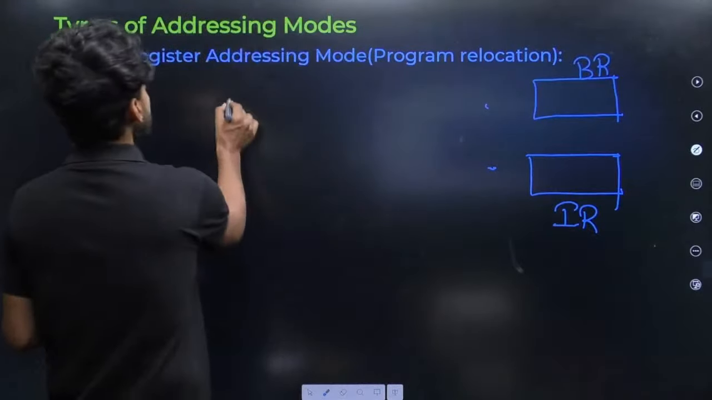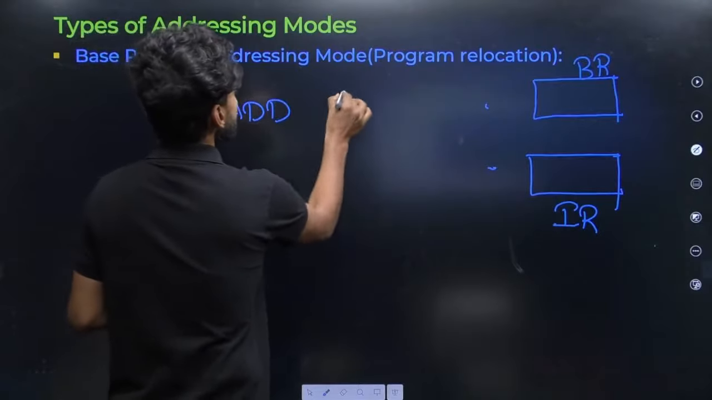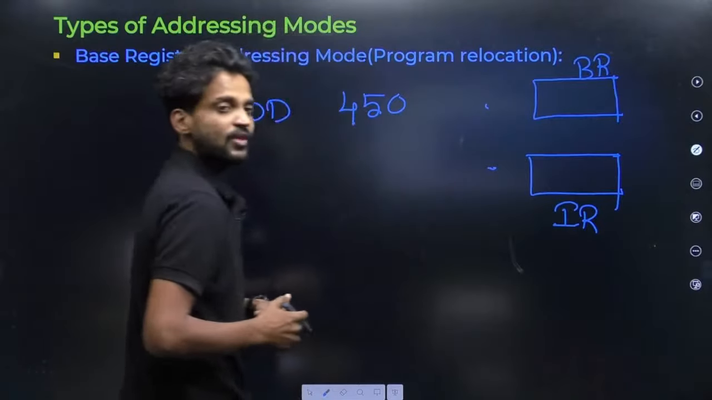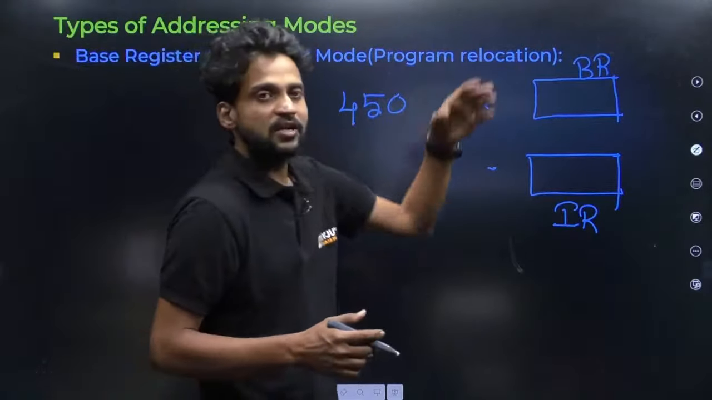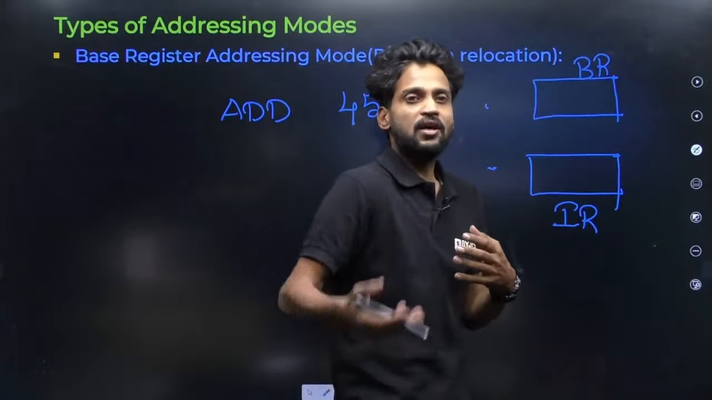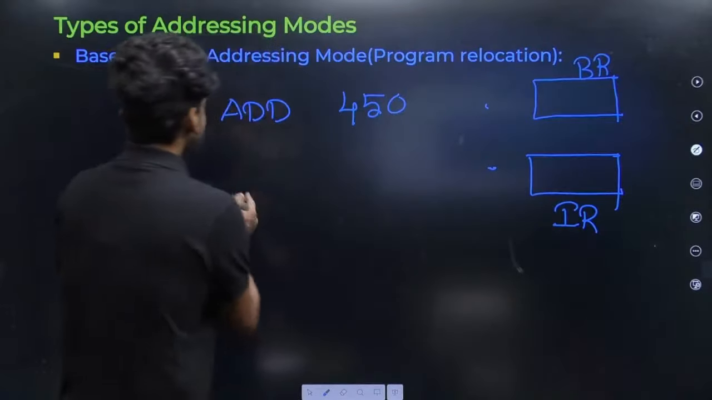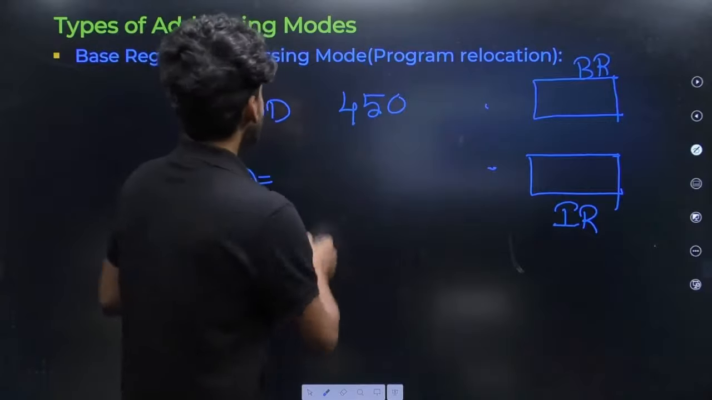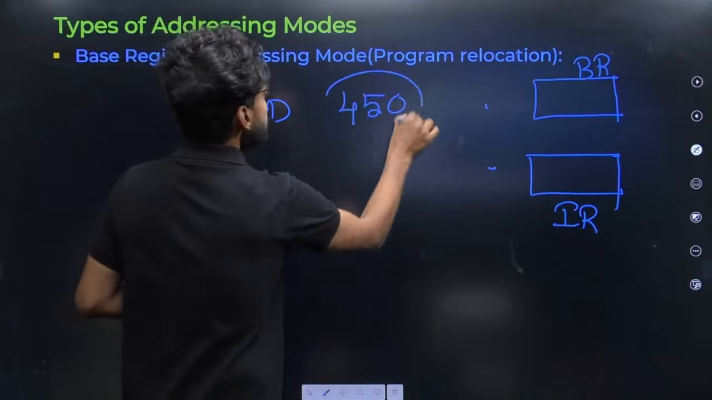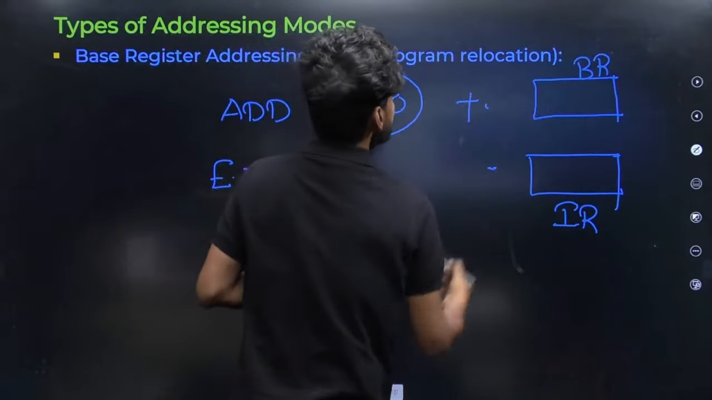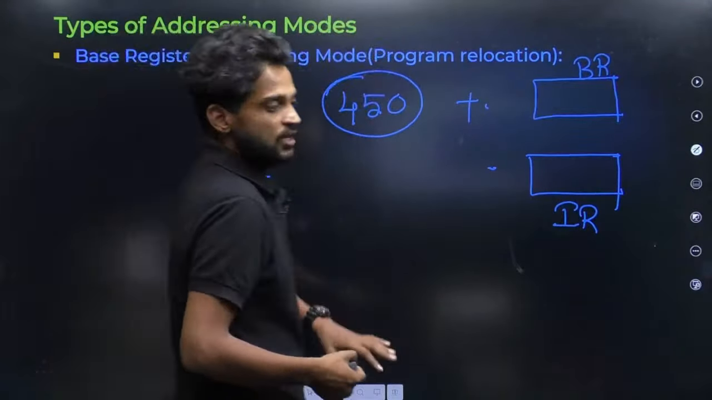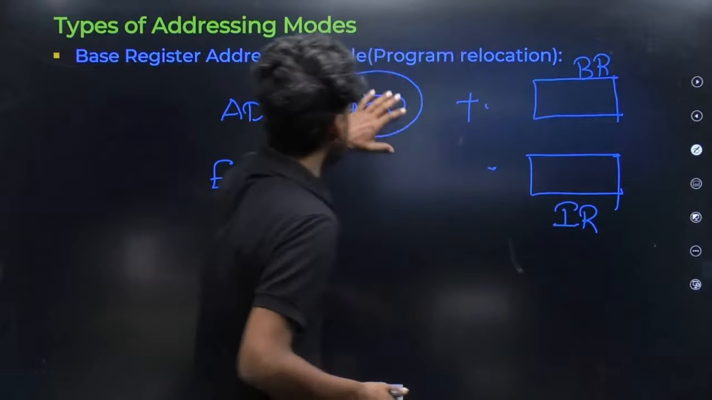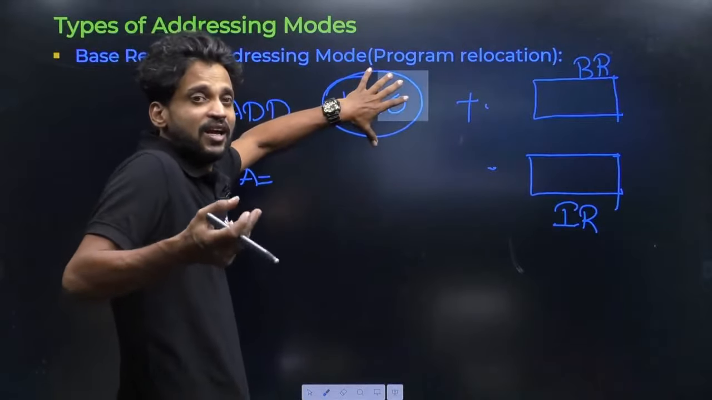And now we have an instruction that is add 450. Of course, you know that this is the address part of the instruction. Here, in the base register or index register addressing mode, how is the effective address going to be computed? The effective address will be calculated as the address part of the instruction plus the contents of the base register, if it is in the base register addressing mode. In the base register addressing mode, the contents of the base register will be added to the address part of the instruction in order to calculate the effective address.